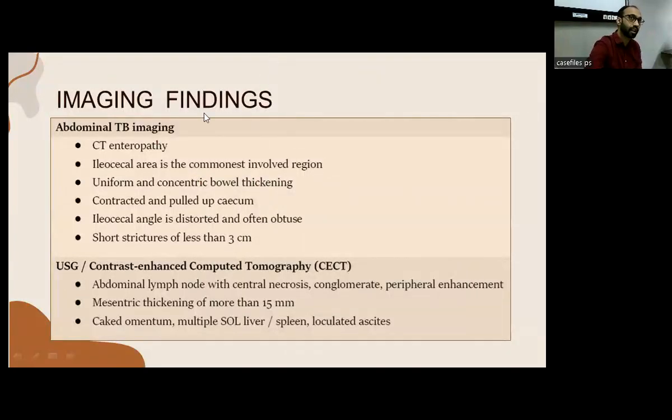So CT findings suggest of, there is a term called the CT enteropathy, wherein there is involvement of the ileocecal area with thickening of the bowel wall, and usually there is a uniform and concentric bowel wall thickening. There could be a contracted and pulled up cecum. The ileocecal angle is distorted, often obtuse, and there may be strictures also seen on CT. Abdominal lymph nodes may be enlarged with central necrosis, or they may be conglomerate lymph nodes with peripheral enhancement. Mesenteric thickening also is seen with caked omentum, and if space occupying lesions are there in the viscera, they also can be seen.